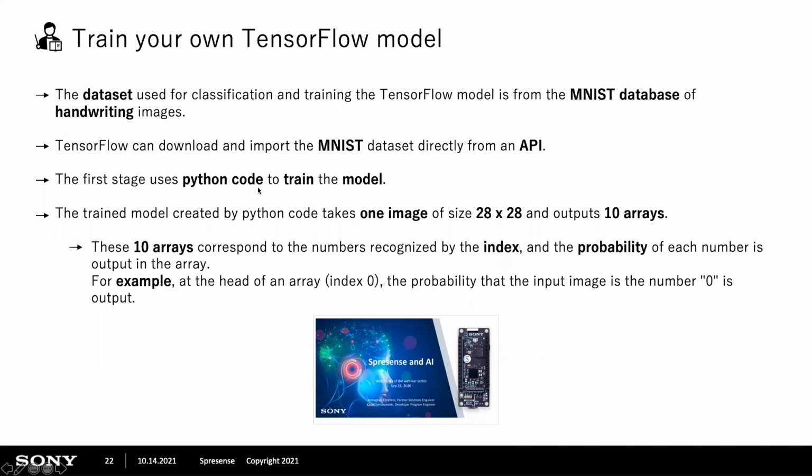This is just some help, but you can write your own. This is a Python code just to train your model. What this Python code gets is an image of size 28 by 28, and it's going to output an array of 10, because we are doing digit recognition. So we have 0 to 9, so a 10 array. We have index 0 to 9 to recognize different digits.